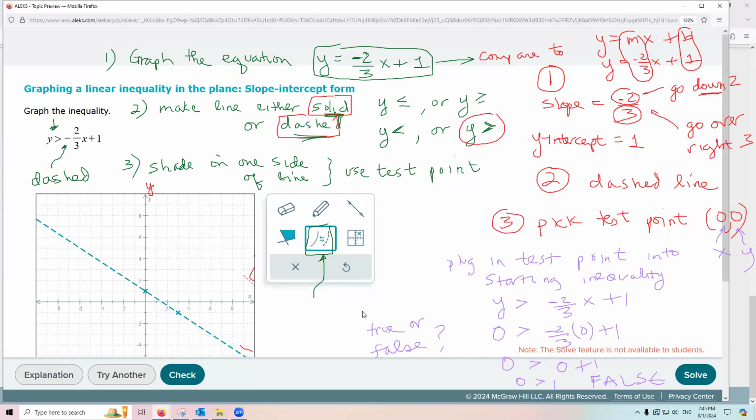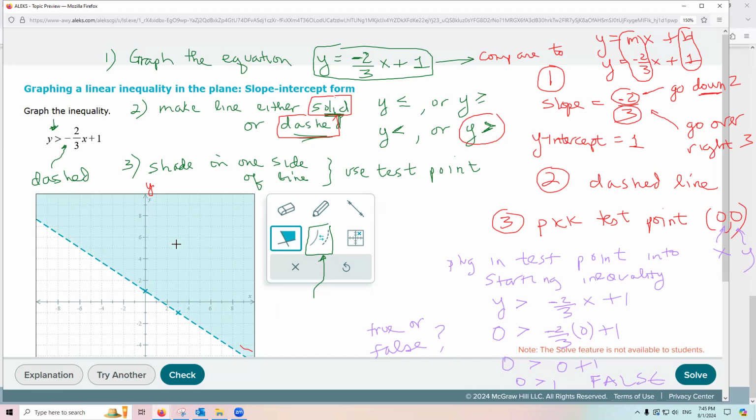One last step, I have to do the shading. This icon right here lets you shade. So I'm going to click there. And remember, our conclusion was we wanted to shade above this line. So I'm going to click anywhere up here and click my mouse and it's shaded. And there is my answer.